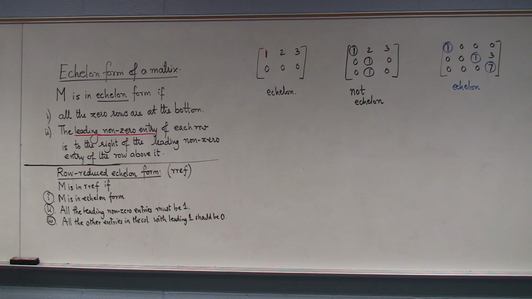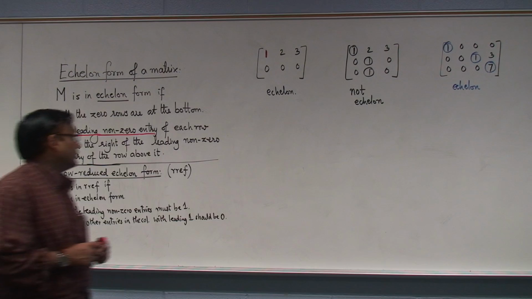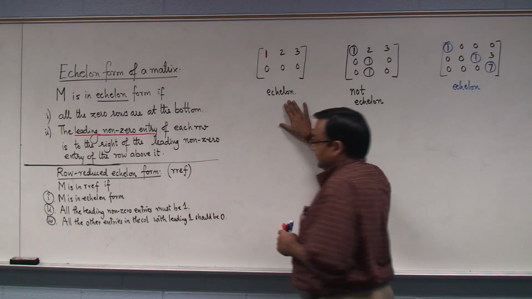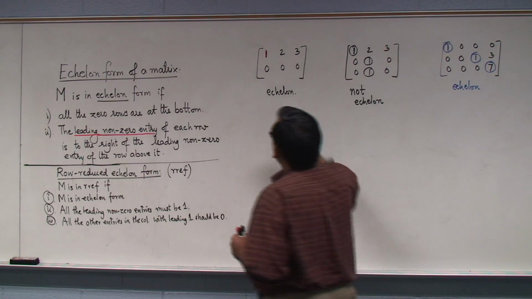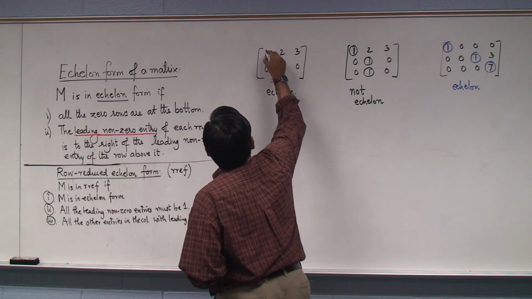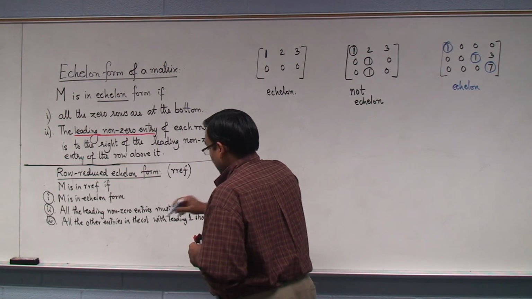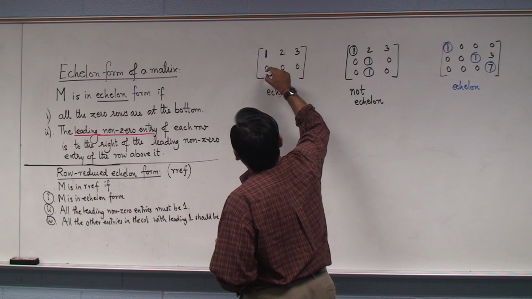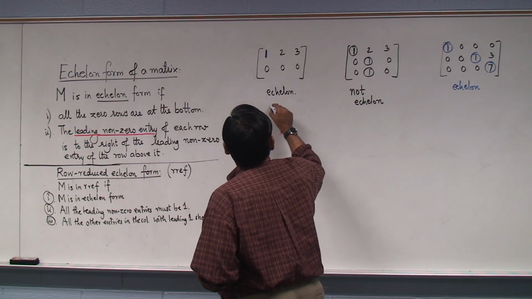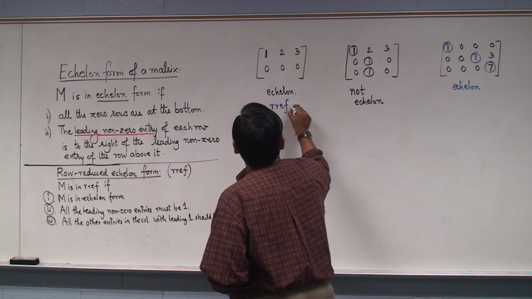So let's try and see what happens. This is an echelon. Is it row-reduced echelon form? Well, all the leading non-zero entries must be 1. So our leading non-zero entry is 1. All the other entries in the column with leading 1 should be 0. All the entries in the column with leading 1 are 0. So this is indeed in the row-reduced echelon form.